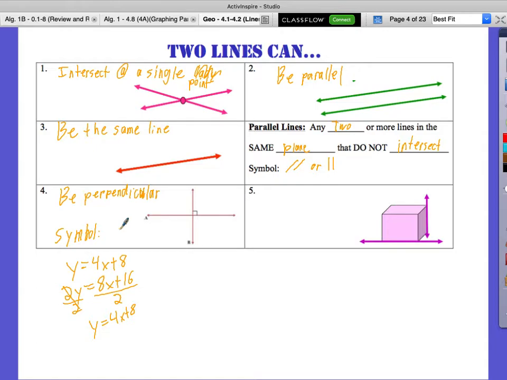Symbol. What's our symbol for this? Does anyone remember? Yeah, it's like an upside down T. It's kind of like the top half of these perpendicular lines. If I cover the bottom half up here, it's like that part.